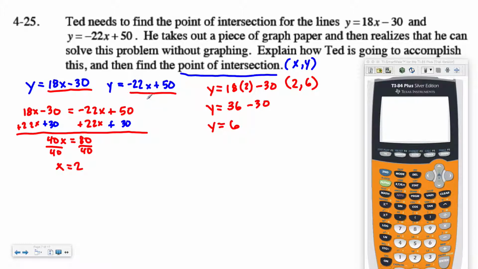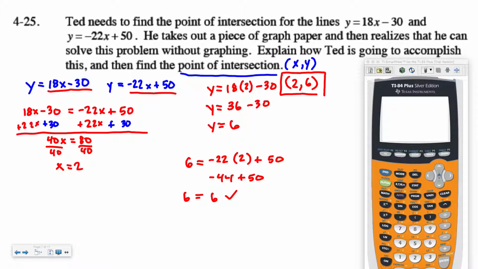Let's check it with our other equation just to be safe. I'm going to put my 6 in for my y. So I have 6 equals negative 22 times 2 plus 50. Negative 22 times 2 is negative 44 plus 50 should give us 6, and we get 6 equals 6. We know we are correct. So the intersection point would be the point 2, 6. And Ted was able to accomplish that because he listened to us and we solved it using substitution or the equal values method for solving systems of linear equations.